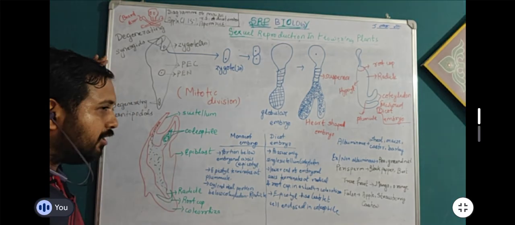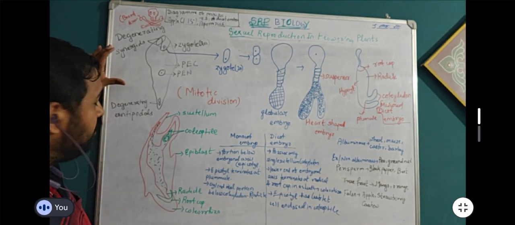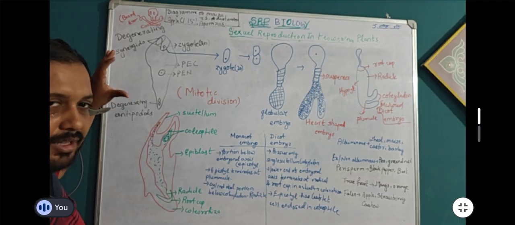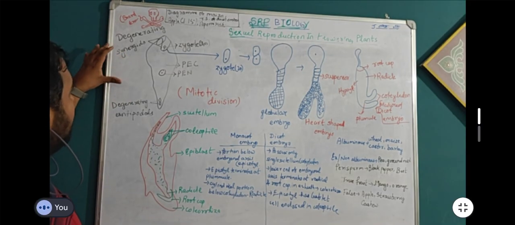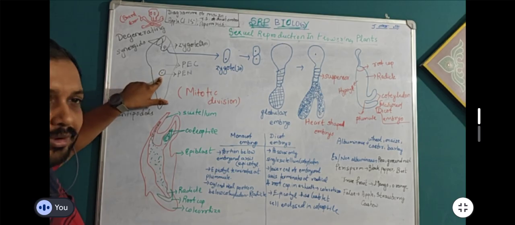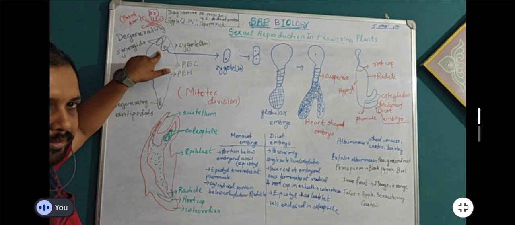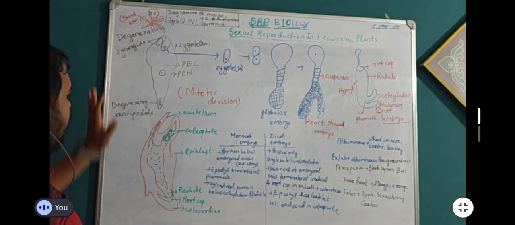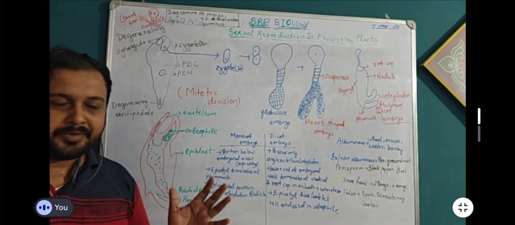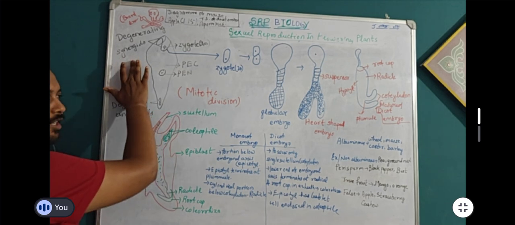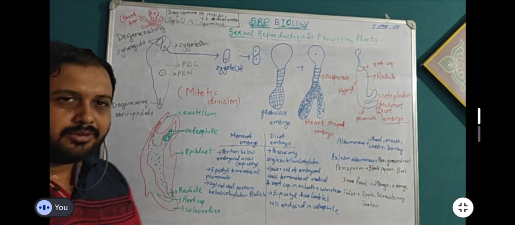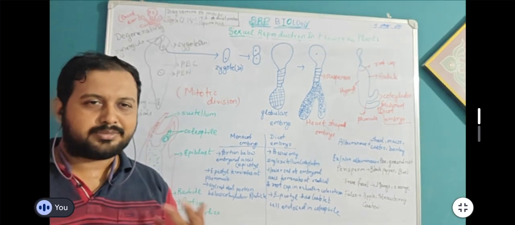So as the pollen grain fertilizes the central cell and the zygote, the primary endosperm nucleus is formed around the central cell, and the zygote is formed from the ovum or egg. Then the synergids and antipodals have no work, so they start degenerating. As I told you, cell division is of two types, one is meiotic, one is mitotic.